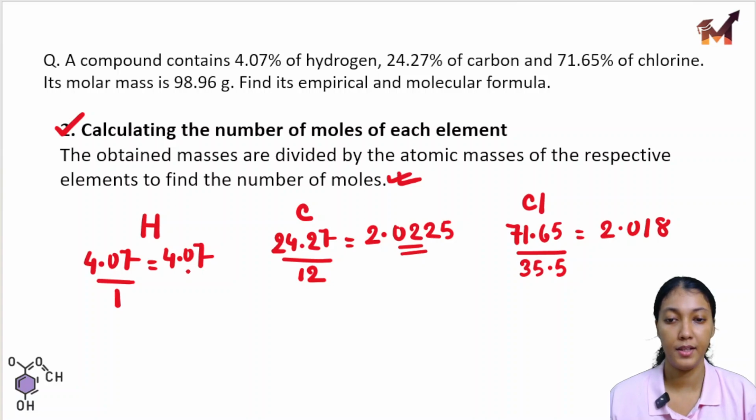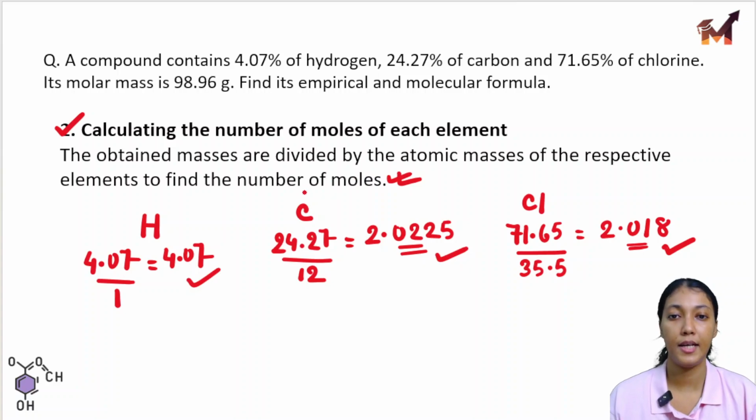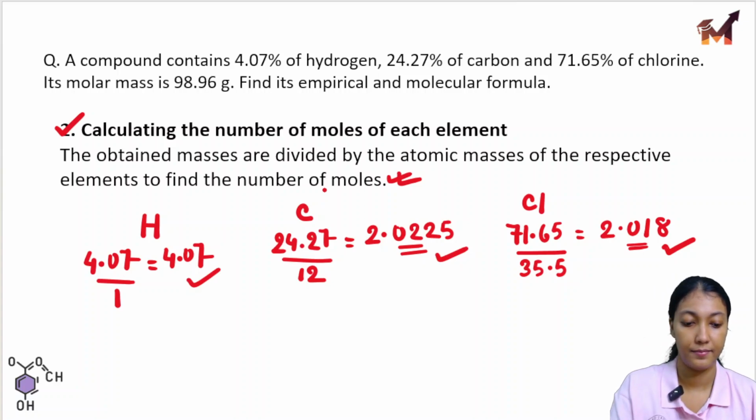So this one was very simple. This will be 4.07 only because it was just dividing by 1. If you do this division, it will come out to be 2.0225. And this division, it will come out to 2.018 and more values. We will just consider up till 2 decimal places. That will be fine. So now what we will do, we will just move on to step number 3. So in the first step, we converted the percentages into mass, and in the second step, we divided the mass by atomic mass to find the number of moles. So now let us see what the third step suggests.